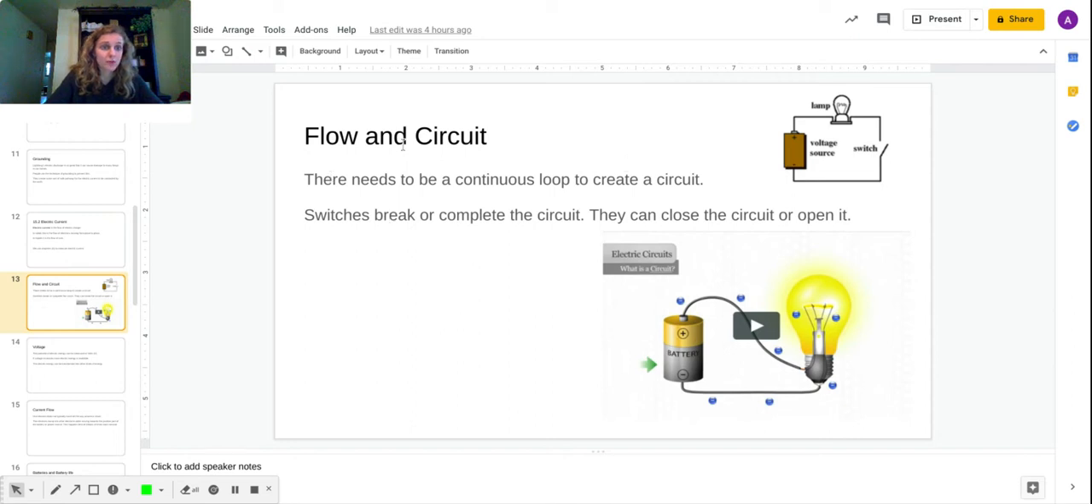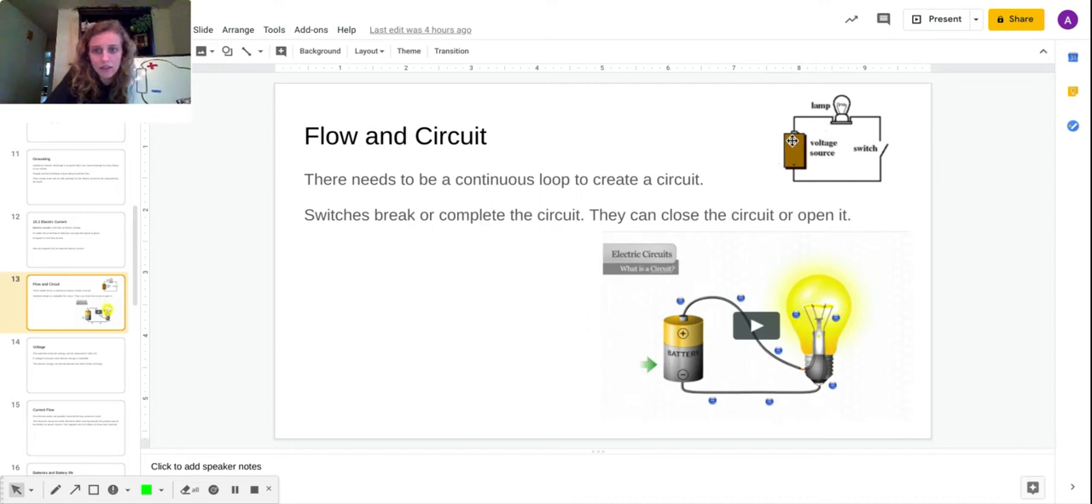So for flow and for current, there needs to be a continuous loop to create a circuit. So I have a couple pictures here on the PowerPoint. I also drew one. I don't know if we'll be able to see it very well. Oh yeah, you can kind of see it. Okay, so we'll talk about this a little bit more. But if you want to look at the ones on the PowerPoint, let me see if I can get a pointer. Nope, we're not going to worry about that.